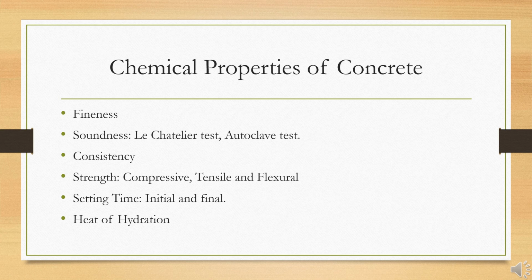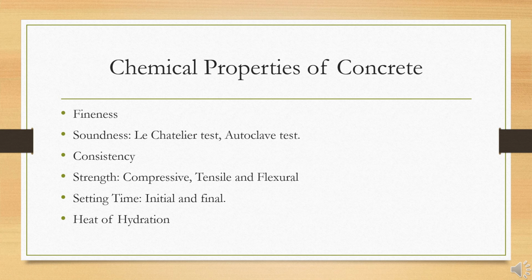The second property is the soundness. Now soundness is the ability of cement or any material to not shrink upon hardening. Actually, soundness failures might appear in later years, so tests like Le Chatelier and autoclave are made to predict such failures and to prevent them ahead of time. Now the third property is the consistency, which is the ability of cement paste to flow through the mold.